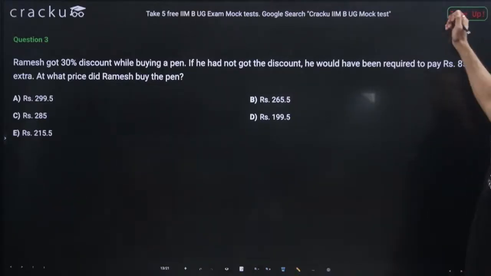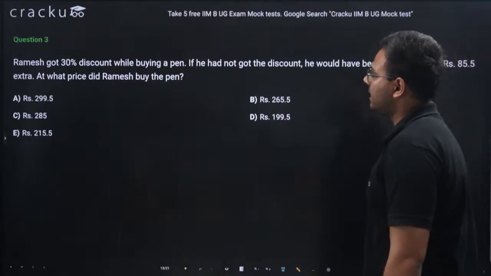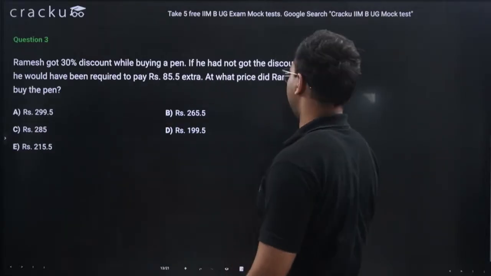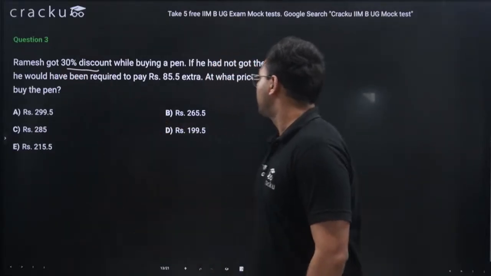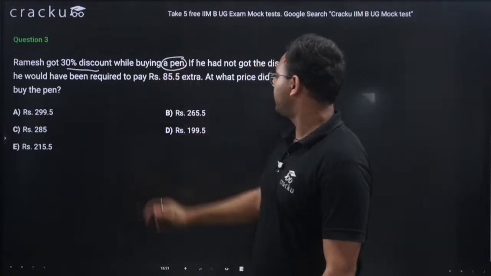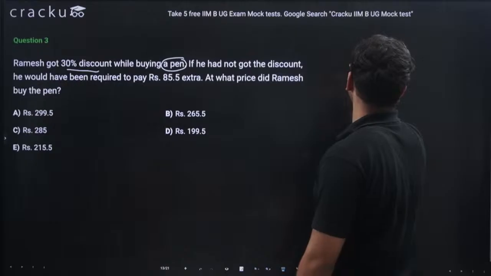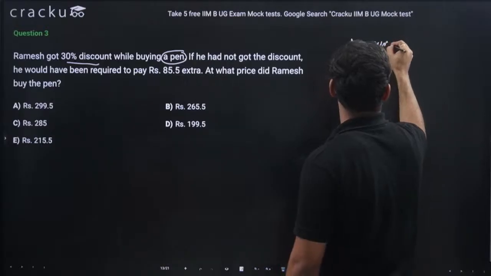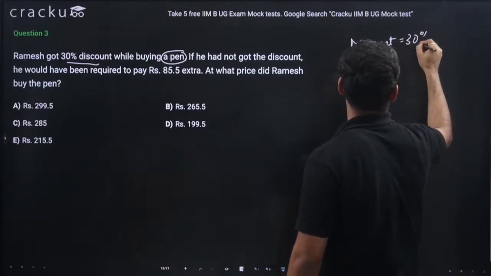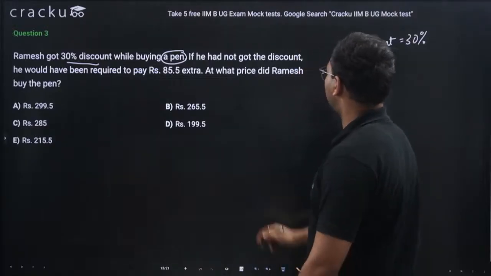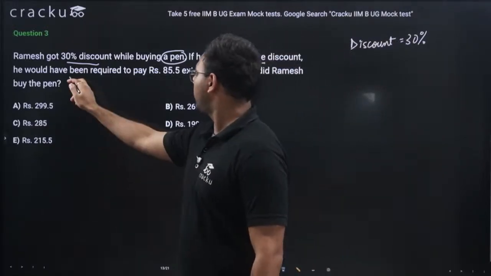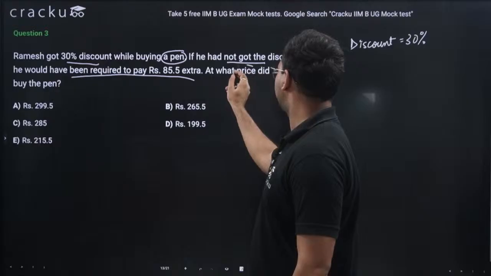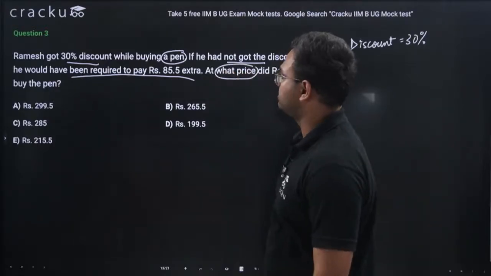Time is up, guys. Let's solve this question. It is given that Ramesh got 30% discount while buying a pen. So discount is equal to 30%. If he had not got the discount, he would have been required to pay rupees 85.5 extra. At what price did Ramesh buy the pen?